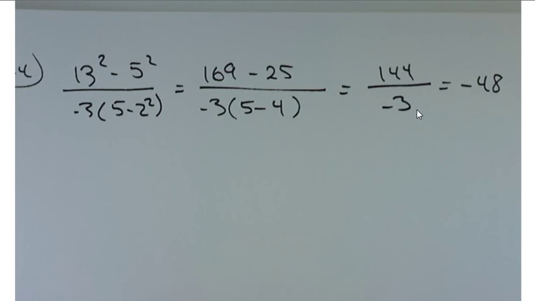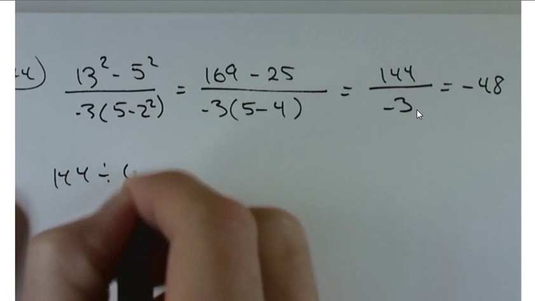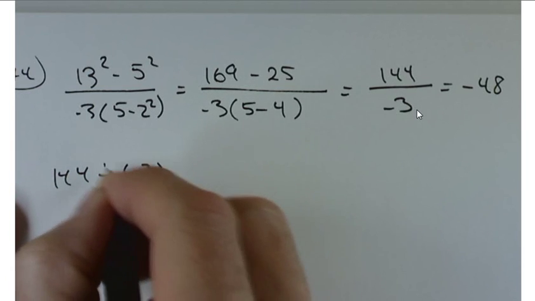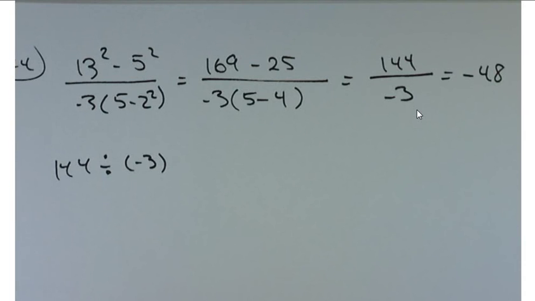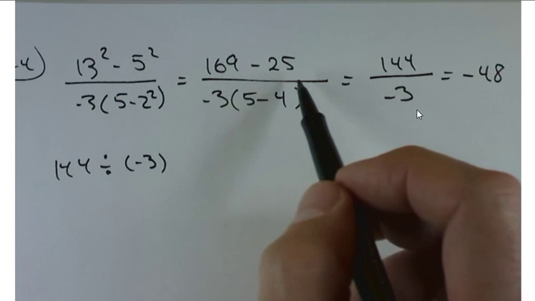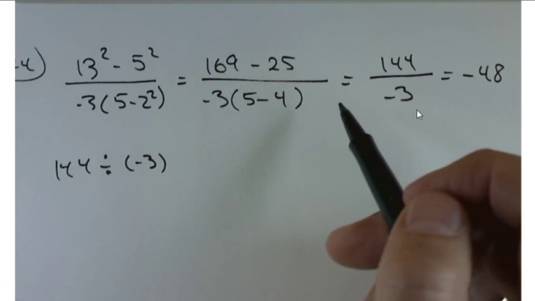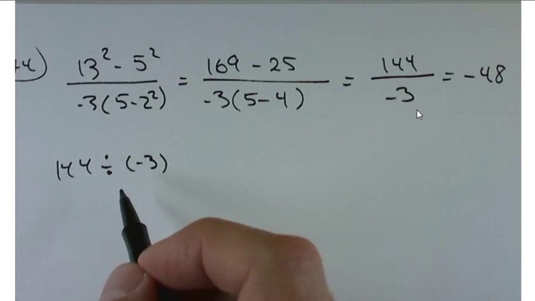So let's say that I did it differently. Like I put 169 minus 25 and then put an actual division sign. Would that still work out? Sure. 144 divided by negative 3, like that? Yeah. I mean, before you got to that step, 169 minus 25 divided by negative 3, parentheses 5 minus 4. Oh, but using the division sign? Yeah. You'd have to be careful.